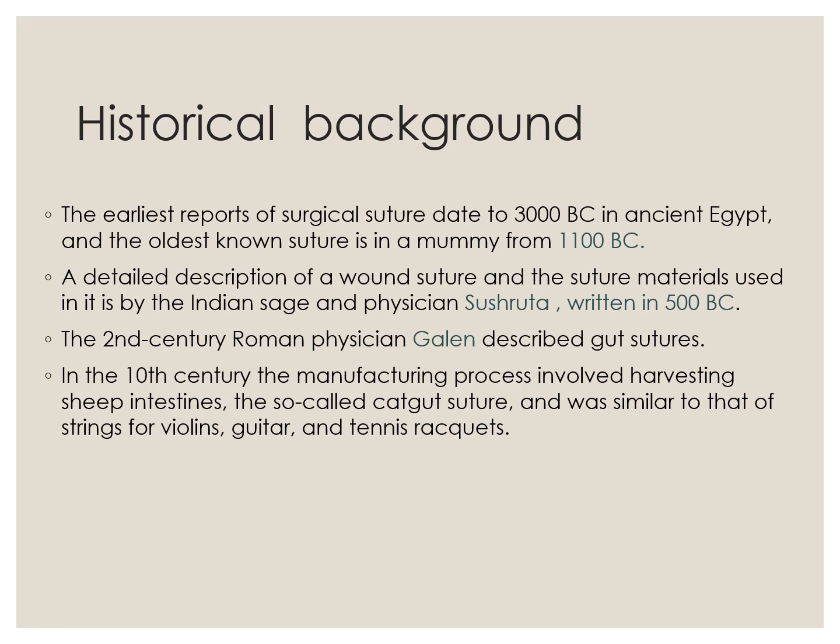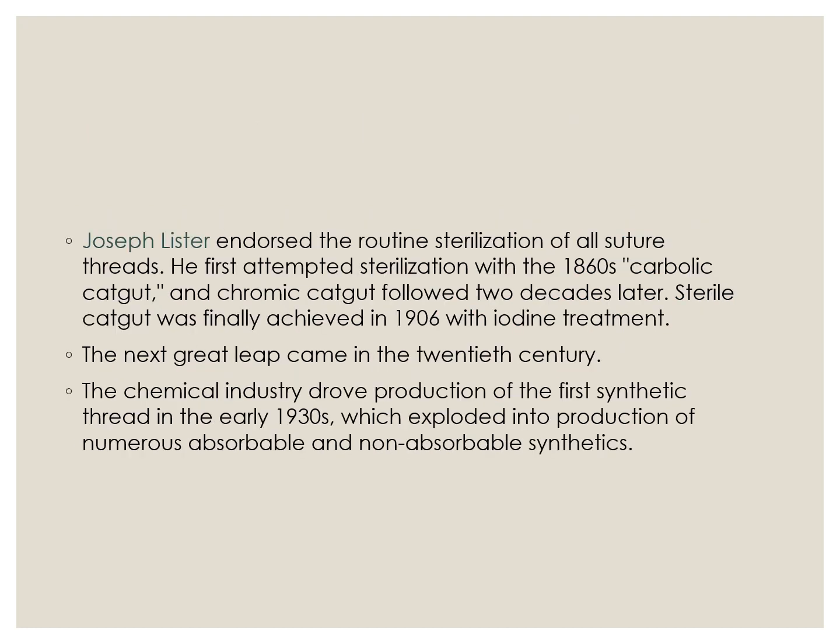So, in historical background, the earliest report of surgical suture dated to 3000 BC in ancient Egypt, and the oldest known suture is in the mummy from 1100 BC. A detailed description of wound suture and the suture material used in it is by the Indian sage and physician Sushruta, written in 500 BC. The 2nd century Roman physician Galen described gut sutures. In 10th century, the manufacturing process involved harvesting sheep intestine, so-called catgut suture, and was similar to that of string for violin, guitar, and tennis rackets also.